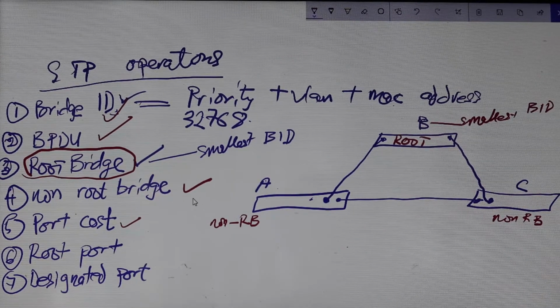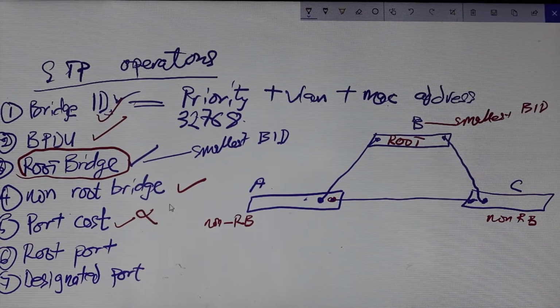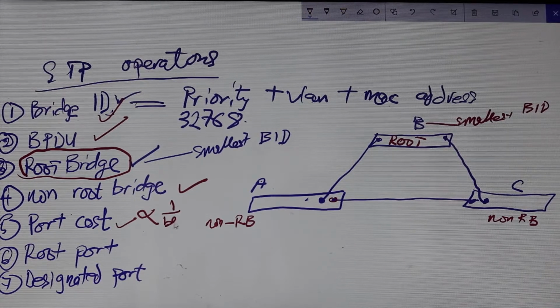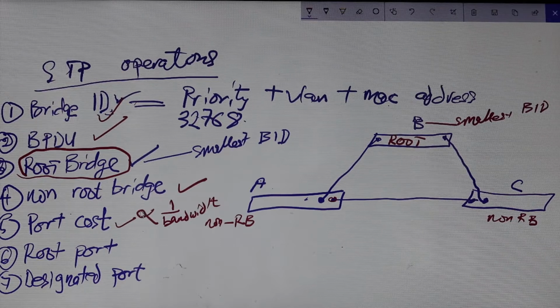Port cost is a value which is given to interfaces as per their bandwidth. Okay, it's just a value. The port cost is inversely proportional to the bandwidth. So the higher the bandwidth, the lower the port cost. The lower the bandwidth, the higher the port cost. It's inversely proportional.